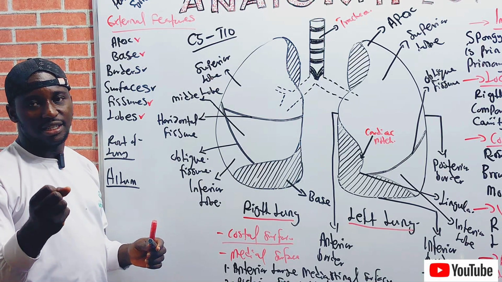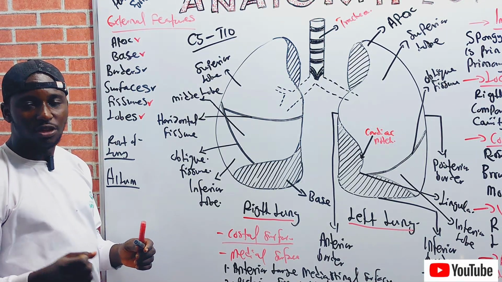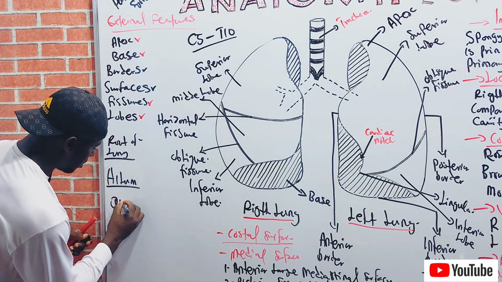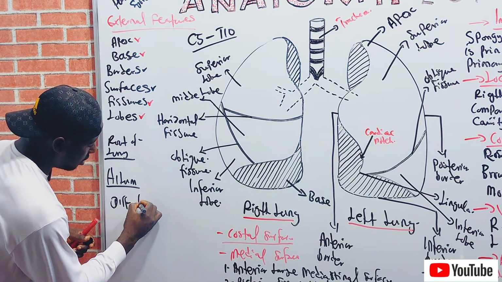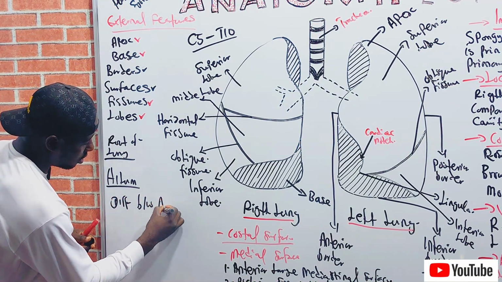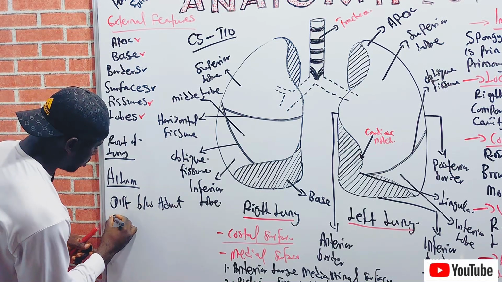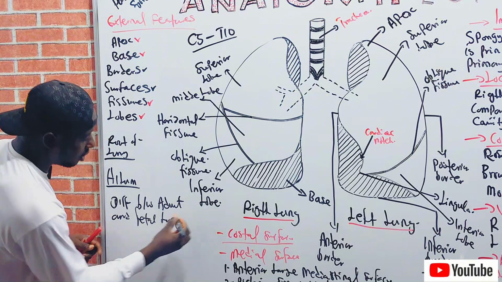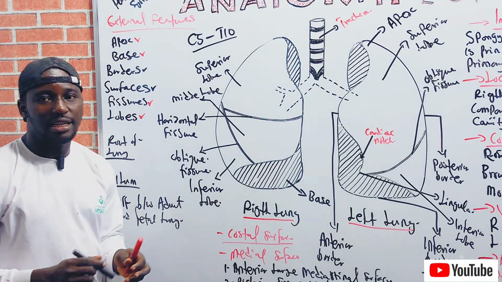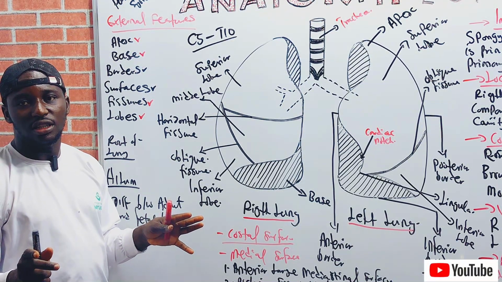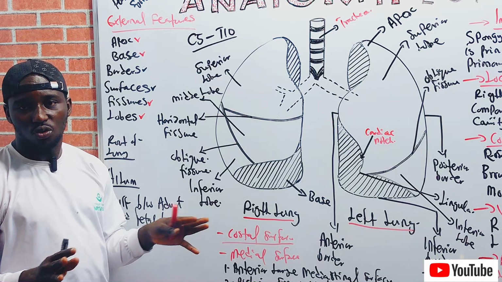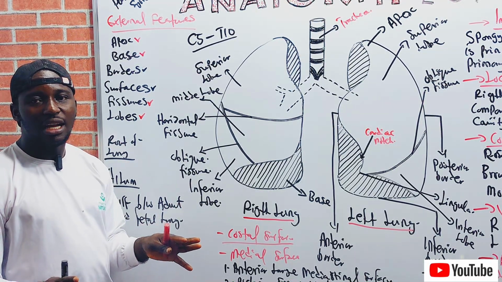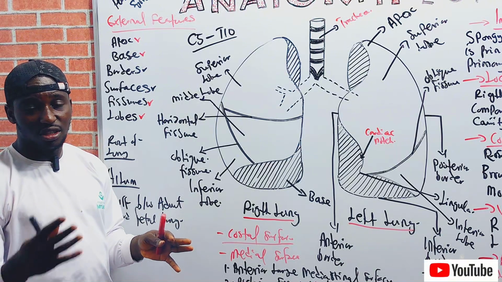Now let's show the differences between the adult and fetal lung. One thing you should understand is that the lung does not work in the intrauterine life, that is the life in the womb. Lung is always inactive in the womb. That is why the placenta plays the role of the lungs in the womb.